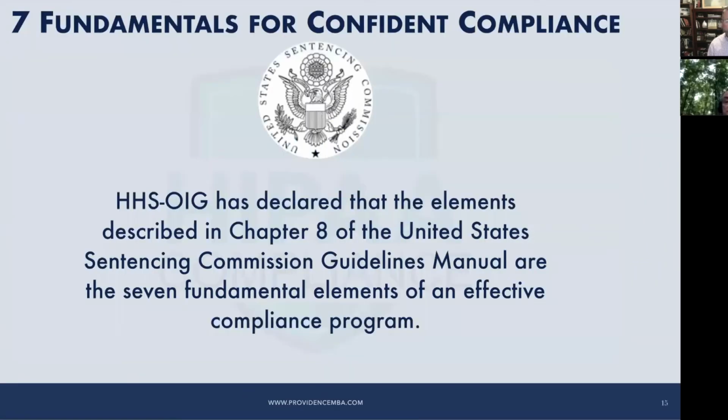So where does all of this come from? The 7 fundamentals that Tim and I are going to be discussing are not 7 fundamentals that I've made up or Tim has made up. These are 7 fundamental elements that have been created by HHS and the Office of the OIG group, the attorneys there. They have declared that these elements, described in Chapter 8 of the United States Sentencing Commission Guidelines Manual, are the 7 fundamental elements of an effective compliance program. Nobody's going to have to remember any of this information.